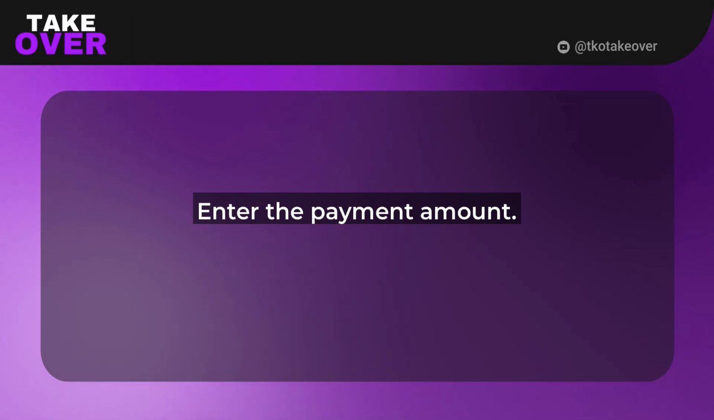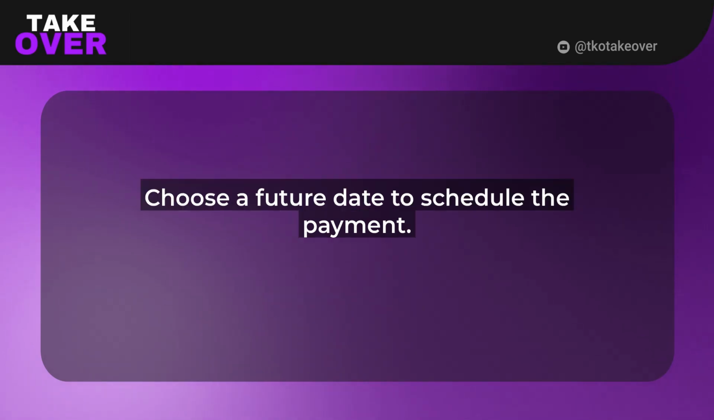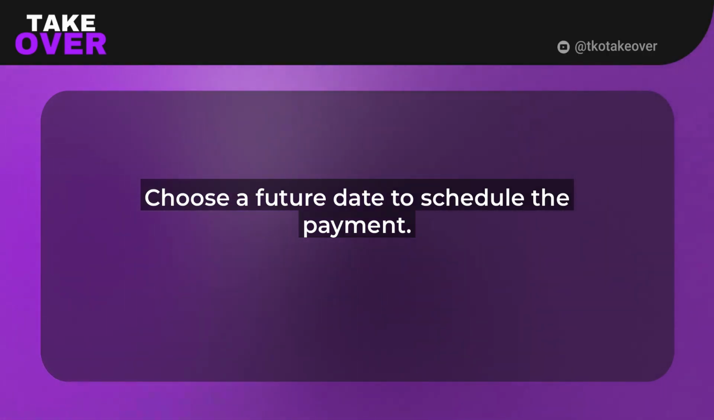Double-check everything: the amount, the date, and any other details like your payment method if you have it set up. Once you're happy, hit Confirm or Schedule Payment. That's it. You've just set up your payment to process automatically.